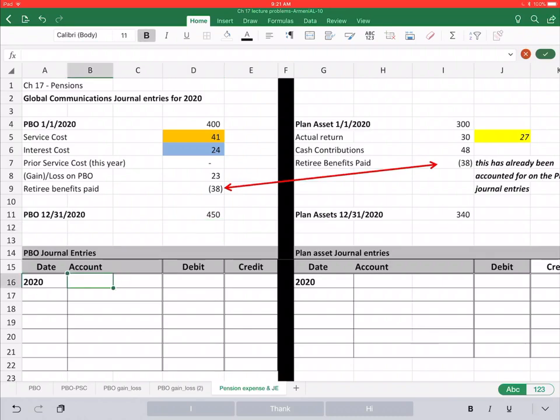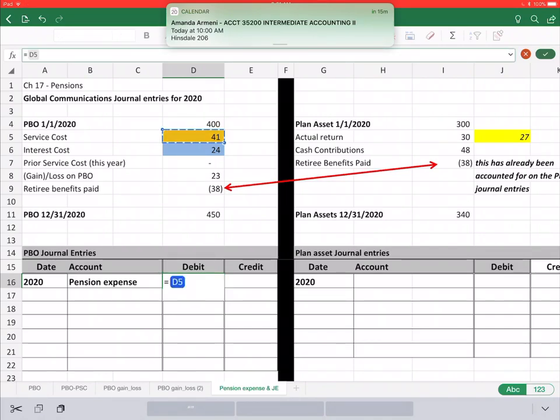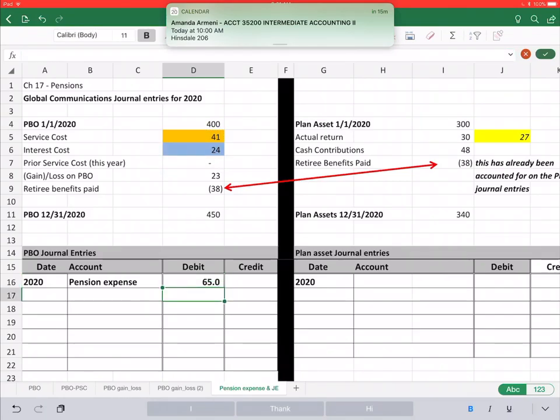But then second, we can take a look at what the journal entry would be to account for all of these different changes in the liability. So first of all, we would say that we had pension expense, and we learned in the previous videos with Jessica Farrow that we report pension expense by taking the service cost and the interest cost together. So you can do two separate entries if you wanted to.